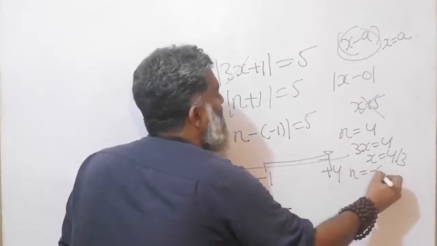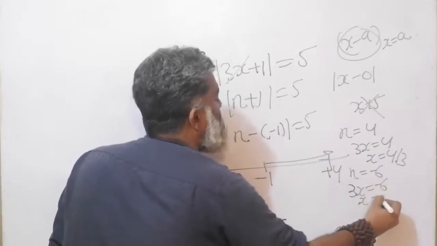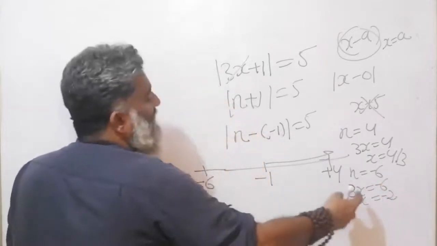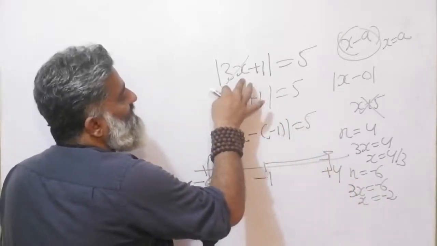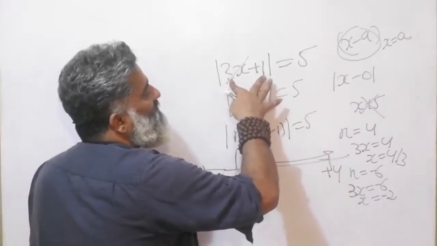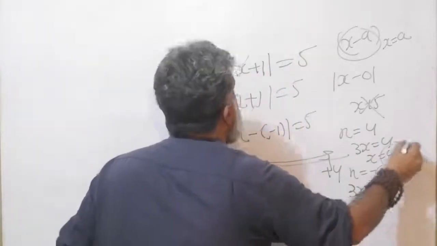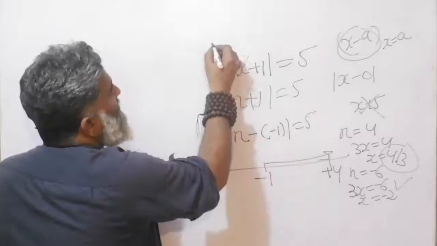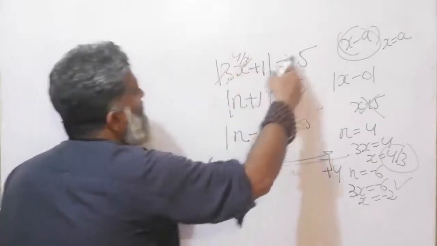n is equal to minus 6, but that is also 3x, so 3x is equal to minus 6, x is equal to minus 2. Quickly check for yourself, put it here, 3 into minus 2 will give you a minus 6, minus 6 plus 1 will give you a minus 5, mod will give you a 5. So this is definitely working. Check this also for yourself. 3 into 4 by 3, the 3 will get cancelled, 4 plus 1 will give you a 5 and you'll be done, right?